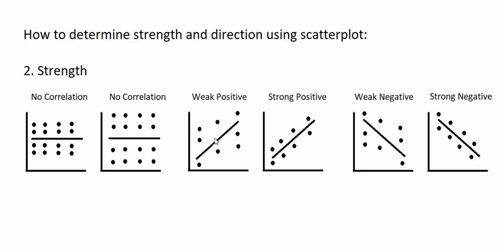And now we're going to move ahead and talk about how to determine the direction and strength of a correlation using the correlation coefficient, which is a statistic that measures the direction and strength of a correlation in a data set.